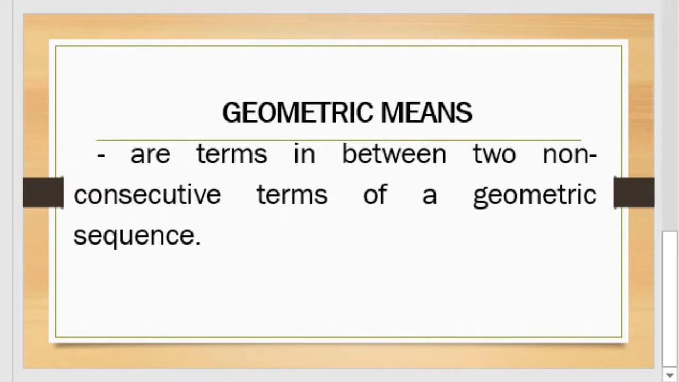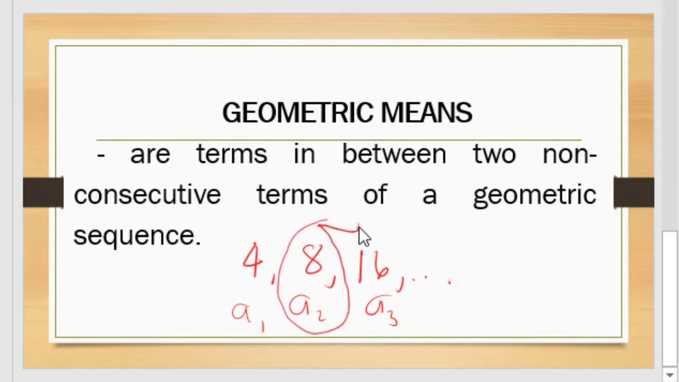For you to be able to understand that, let's cite an example. Let's say we have a geometric sequence 4, and then 8, and then 16, and so on. Here we have our first term, which is 4, second term, which is 8, and third term, which is 16. Now, a sub 1 and a sub 3 are two non-consecutive terms of this geometric sequence. The term in the middle of these two terms is what we call the geometric mean. Okay? The geometric mean is the one in the middle of two non-consecutive terms of the geometric sequence.